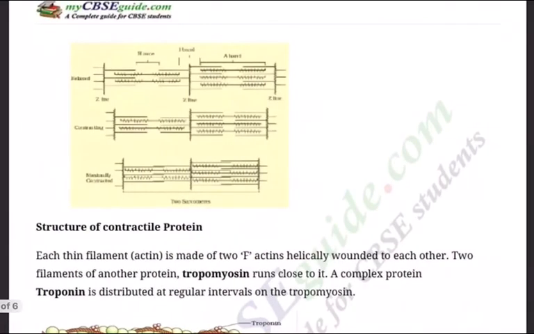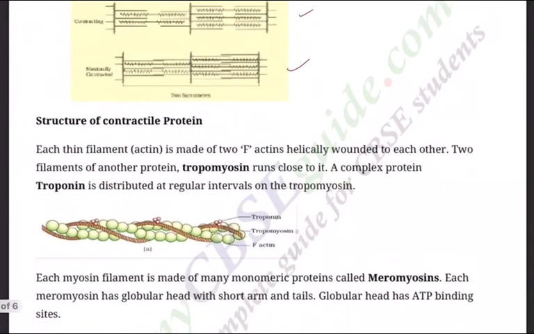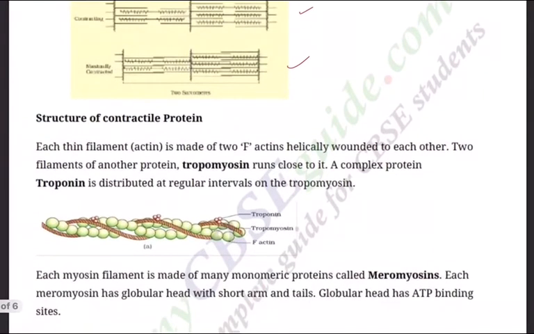So for all this, how to identify? This is the way: draw the diagram. You can see the I band, H band, Z line, all these you can see here, and overlapping of the myofibrils, all this. So all this is possible because of the protein and structure of contractile protein.